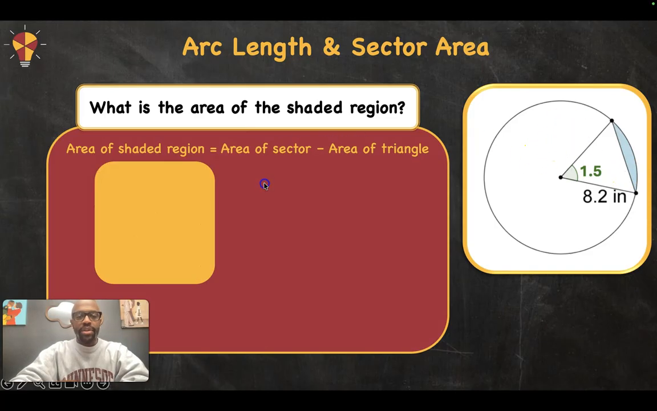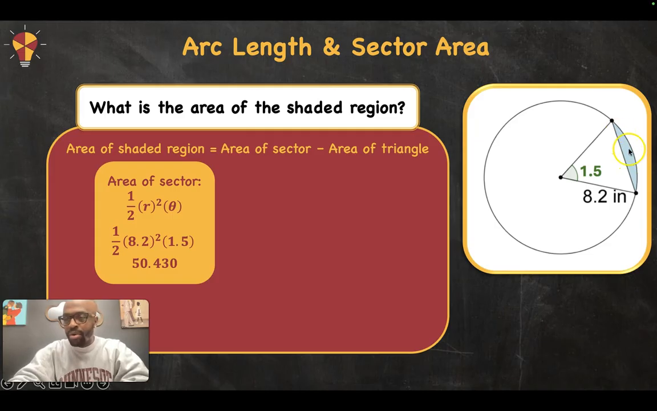So let's get started. Let's start by finding the area of the sector. Remember, the sector area formula is 1/2 times radius squared times theta. So 1/2 times radius squared times theta. We know that the radius is 8.2, and we know that theta is 1.5. So go ahead and plug those in and evaluate. That means the area of that sector here is 50.430. But that's more than what we need for the shaded region. So now we have to find the area of this triangle somehow and subtract that.